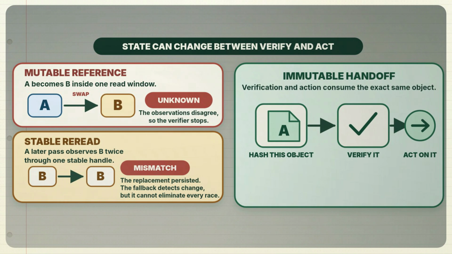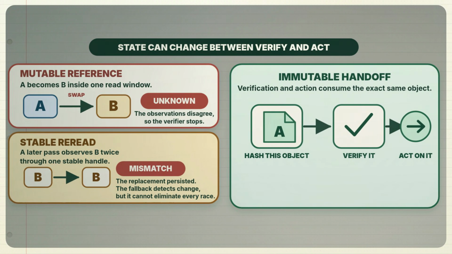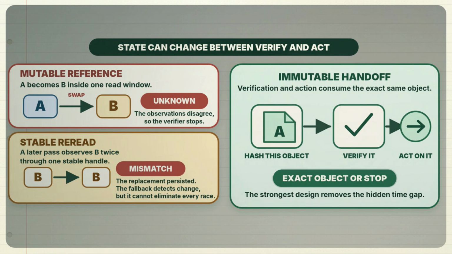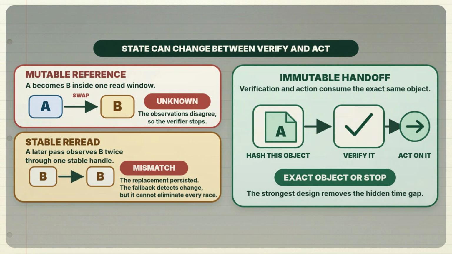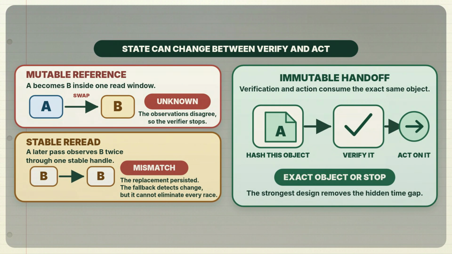A later stable pass can show that the replacement persists. The verifier then classifies the state as a mismatch. This fallback detects change but cannot eliminate every race. The safest design removes the hidden time gap by making verification and action consume the same immutable object, so the system no longer has to trust an earlier observation.